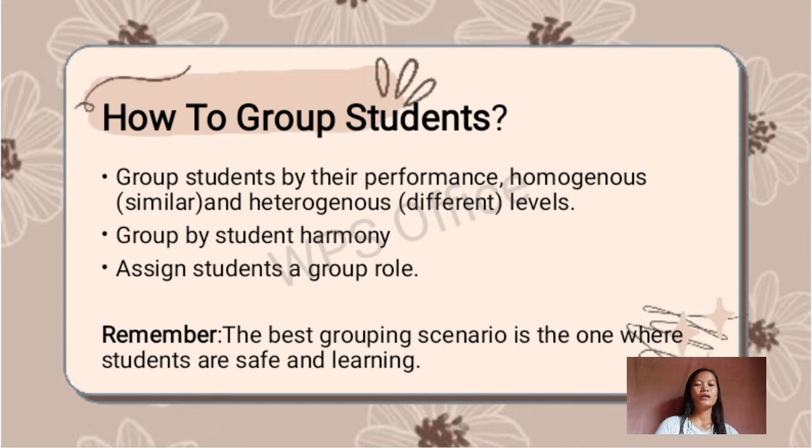Then second, group by student harmony. Of course, student safety is always the number one priority. Therefore, as a teacher, grouping students for a harmonious and safe environment is good to avoid bullying situations. Assign students a group role. To keep order, assign students a specific role within the group. Therefore, students are assigned responsibility as members. So we have to remember that the best grouping scenario is the one where students are safe and learning.